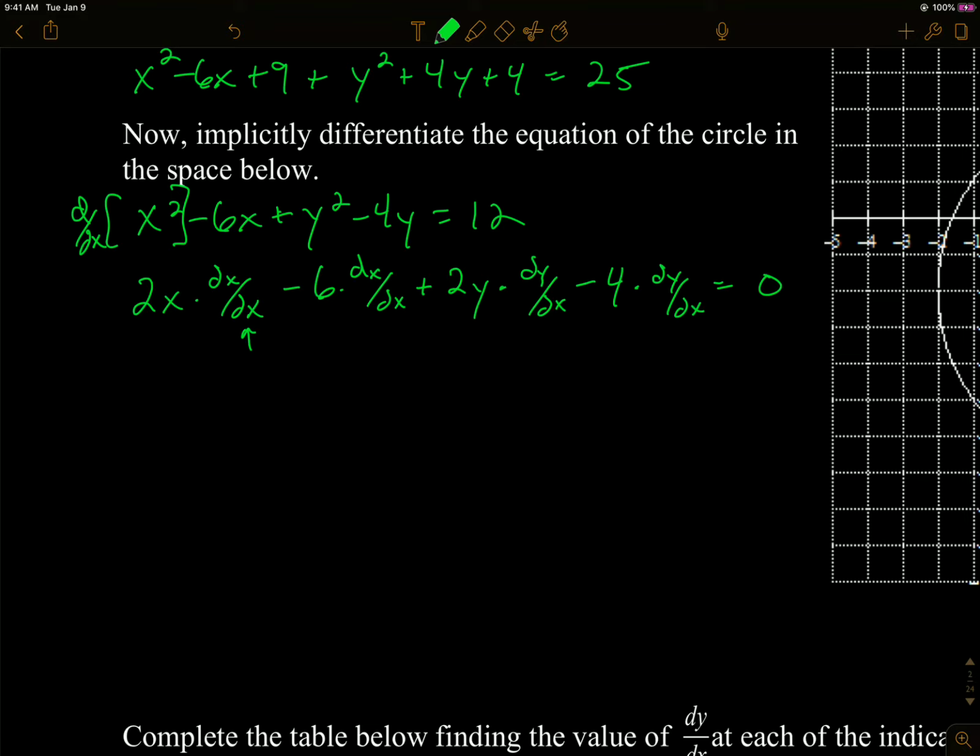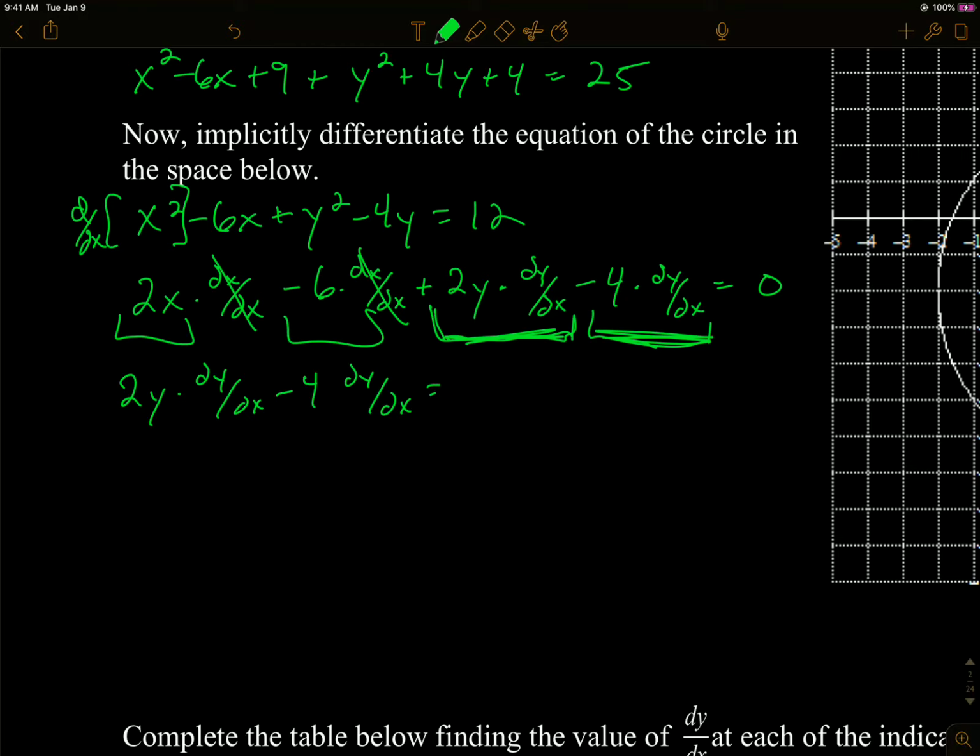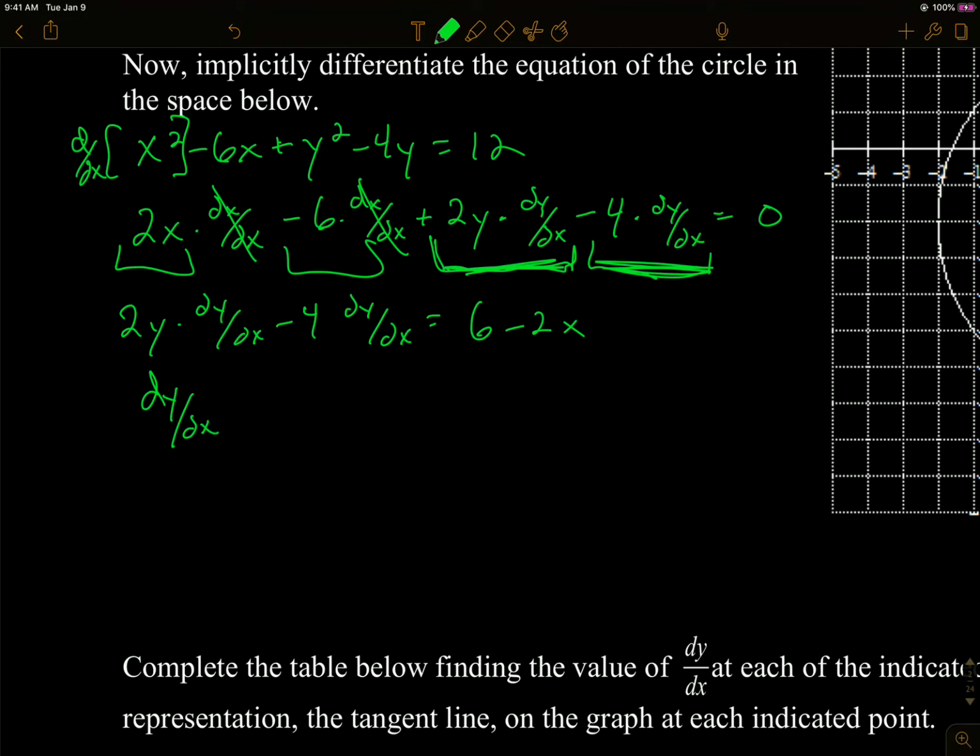Okay, so now we want to solve for dy/dx. These dx/dx equal 1, so times 1 goes away. I notice I've got 4 terms. Any term that doesn't have dy/dx in it goes on one side of the equal sign. Any term that does have dy/dx goes to the other side of the equal sign. So I'm going to leave these two on this side of the equal sign. So I've got 2y times dy/dx minus 4 dy/dx equals 6 minus 2x. The reason I need all the dy/dx's on one side is so that I can factor out a dy/dx.